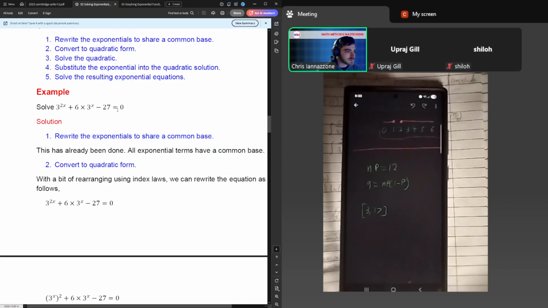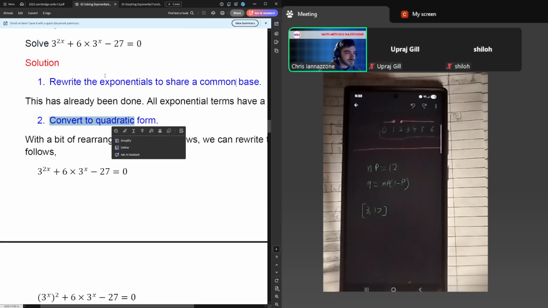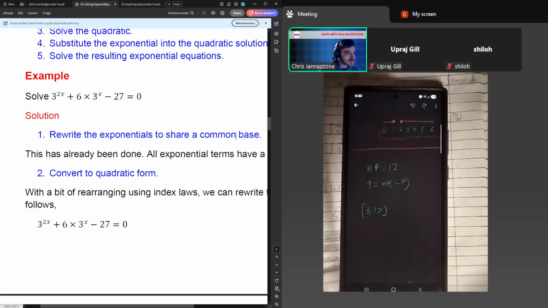First thing you want to do is make sure that everything has the same base in it, or at least the exponentials have the same base. That's going to be a very common thing to do. And in this case, they already have, right? 3 to the 2x, 3 to the x, they are the same base of 3. From there, converting to a quadratic form simply means that you want to figure out the simplest exponential that you can create from what we have. It's not quite right to say lowest common factor, but that's going to be this 3 to the power of x here.